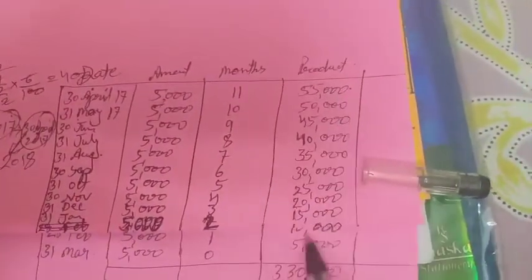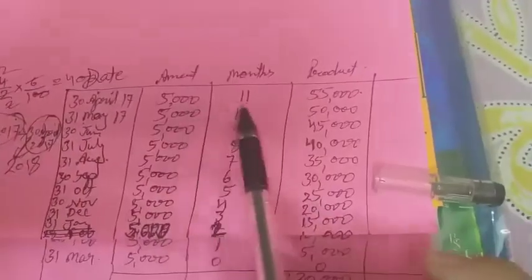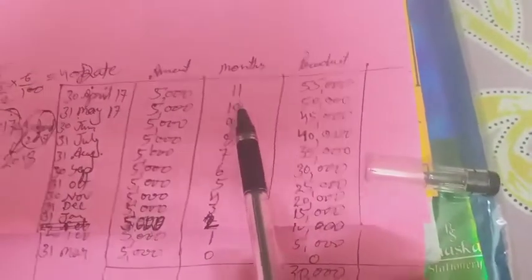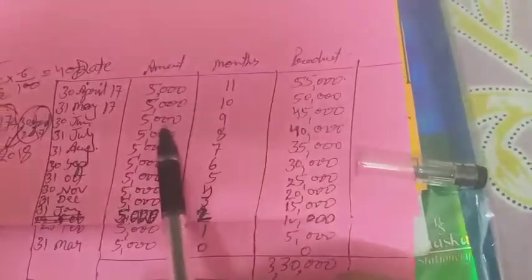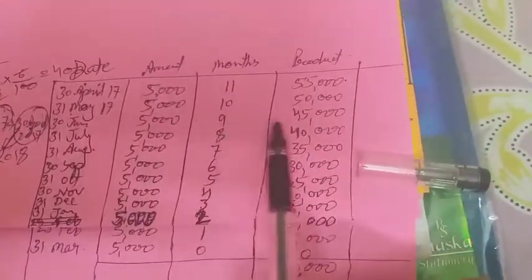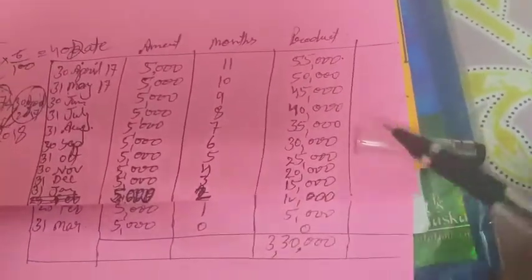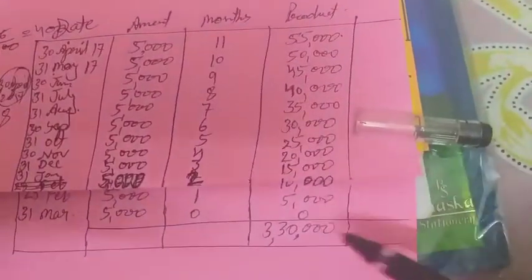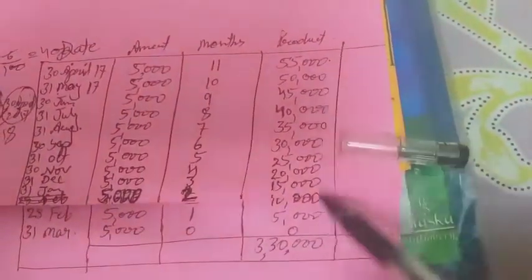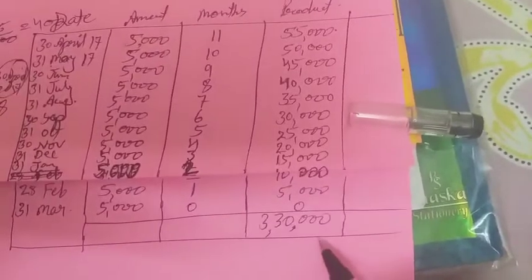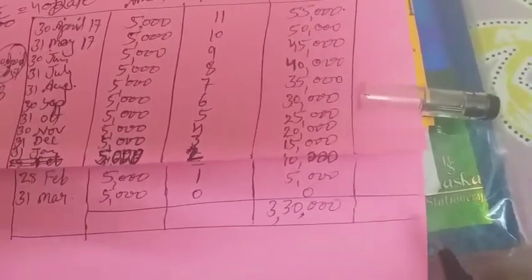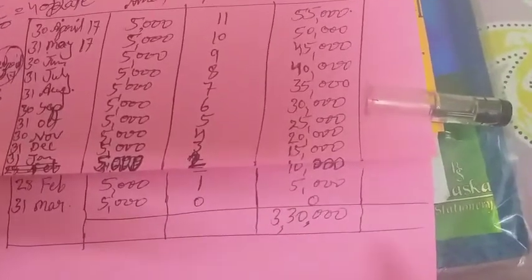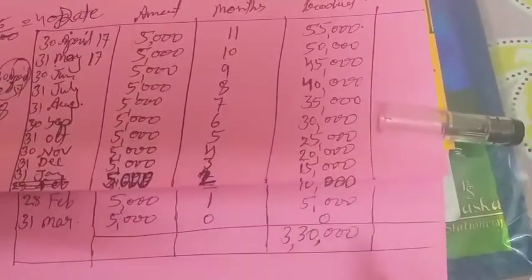And then this is the product. Product means multiply amount with the time duration. So I have multiplied 5,000 by 10, 50,000, 5,000 by 9, 45,000, and then I have totaled all the amounts, which I have written in the product column. So the amount is 3,30,000. Okay, so now we have to calculate interest on drawing on this amount for Rajat.